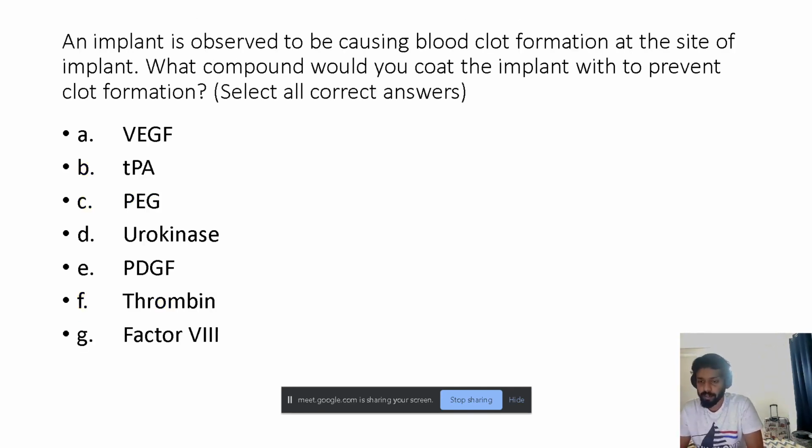An implant is observed to be causing blood clot formation at the site of implant. What compound would you coat the implant with to prevent clot formation? Would you coat the implant with VEGF, tissue plasminogen activator, PEG, urokinase, PDGF, thrombin, or factor VIII? Any guesses?